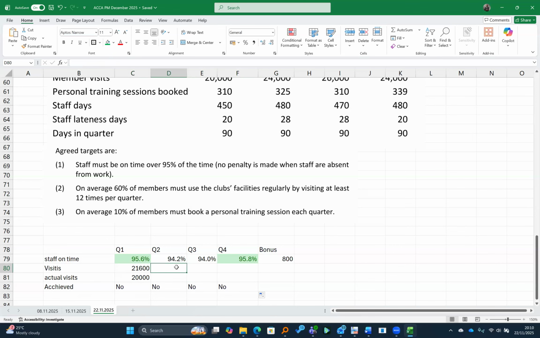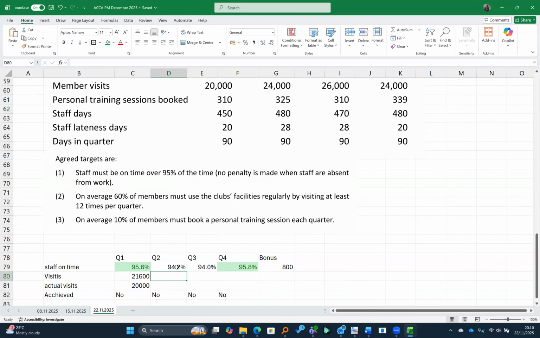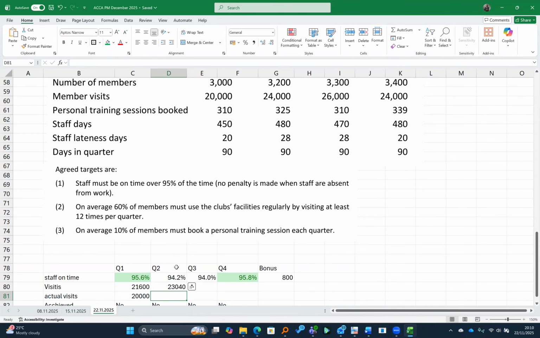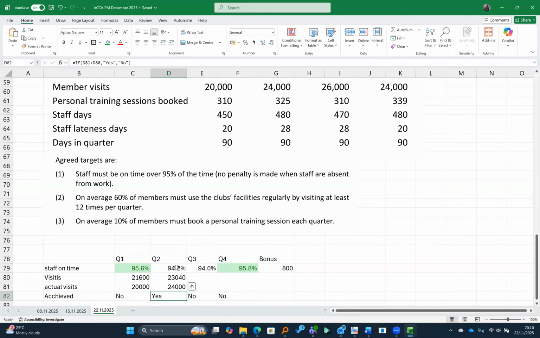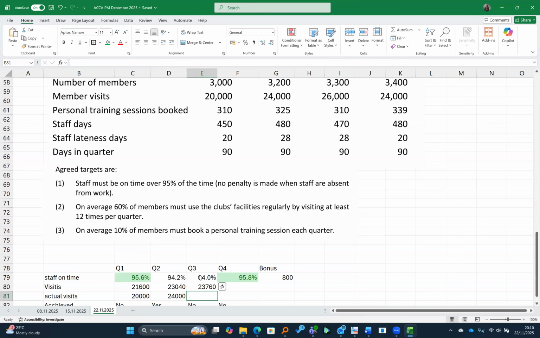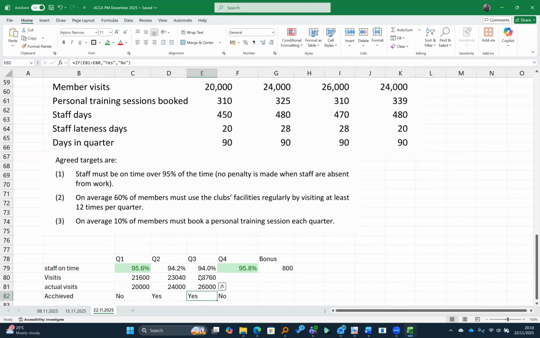Then we can do it again for this. Remember, it is 3,200 now, so 60% of 3,200 multiplied by 12, that should be 23,040, but actually was 24,000. So here they achieved it. Then for the third quarter, 3,300 times 12 times 60%. So that gives you 23,760. And the actual number is 26,000. Even here it was achieved.